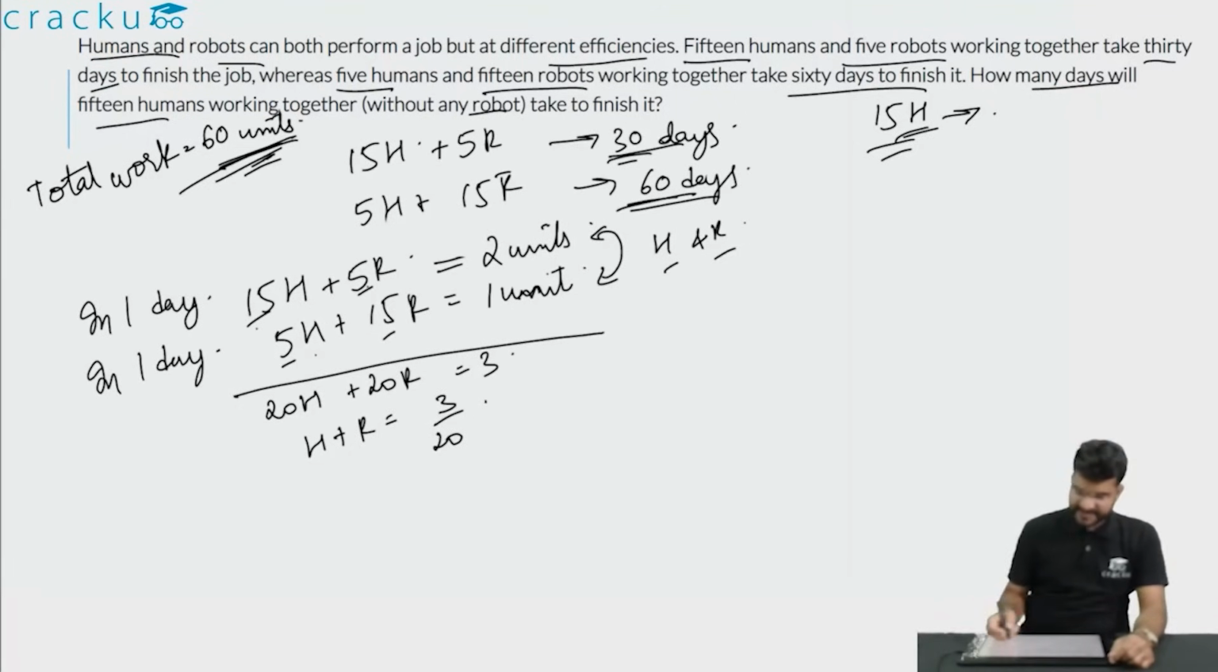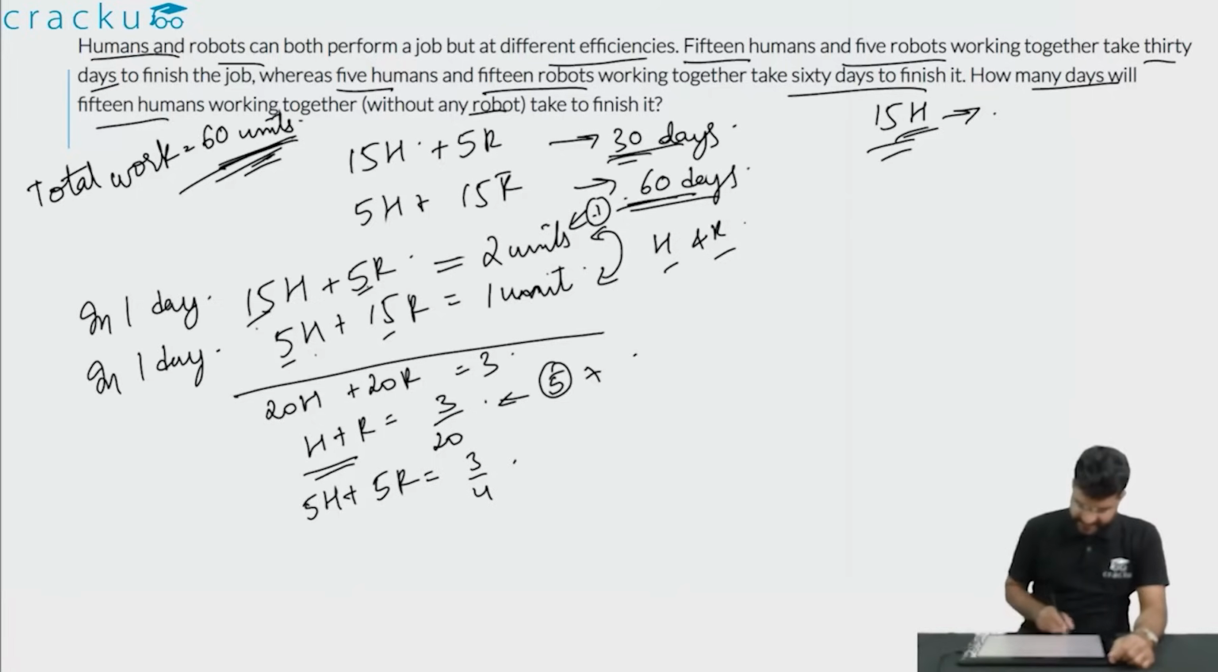Because we need the value of H only, let us use the first equation. So we will multiply the third equation with 5. So we will get 5H plus 5R is equal to 3 by 20 into 5, so this becomes 3 by 4.